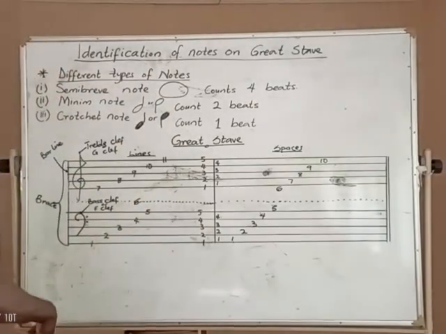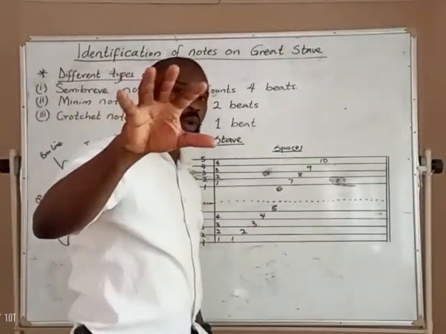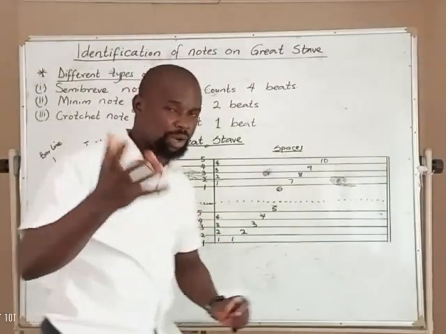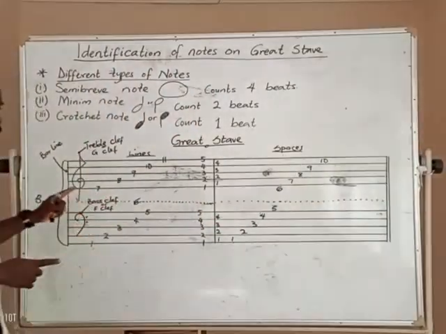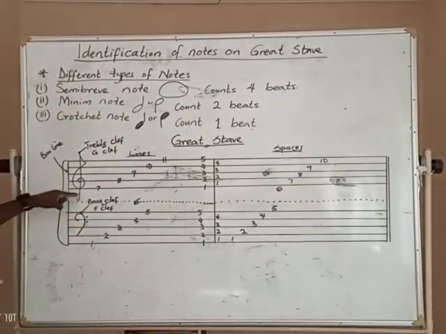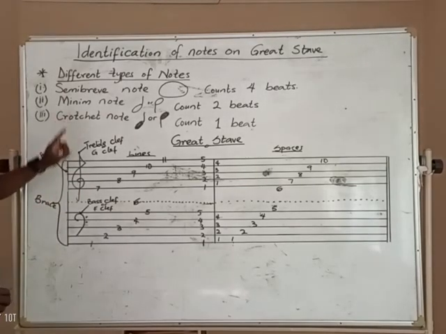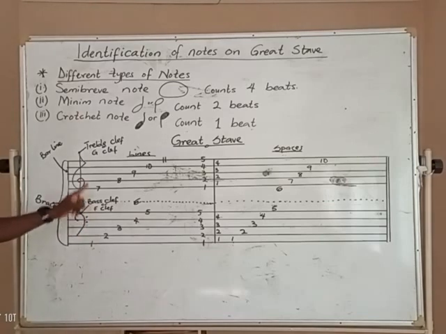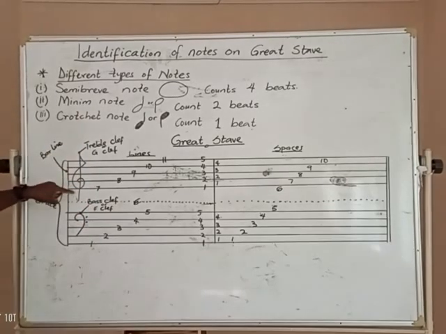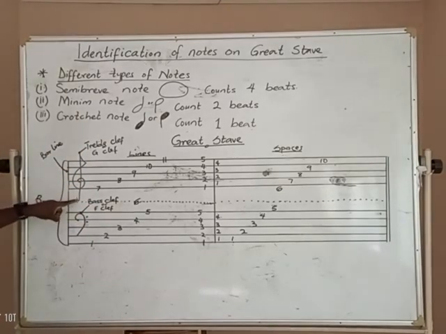Now, let's see what we put together for the Great Stave. Note, you have to have your treble clef. Bringing the treble stave here, you also have to have your bass clef. The sign here on the stave is called the treble clef.